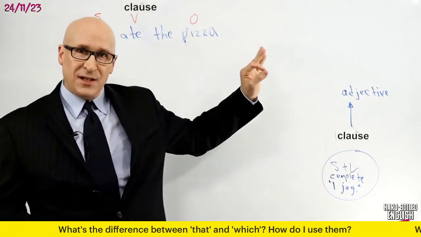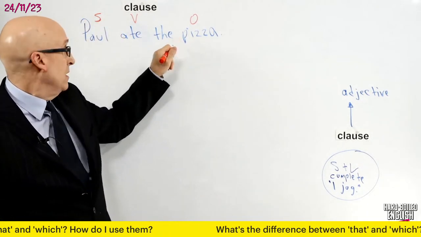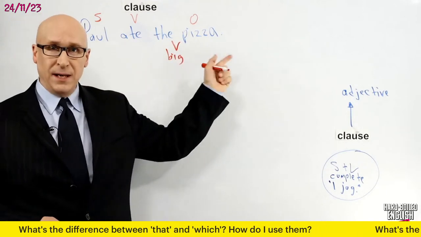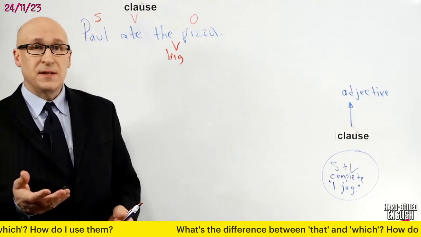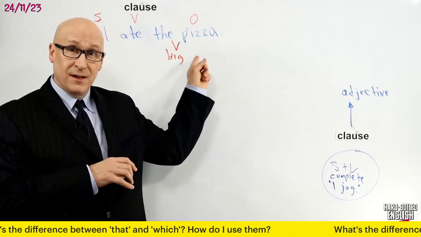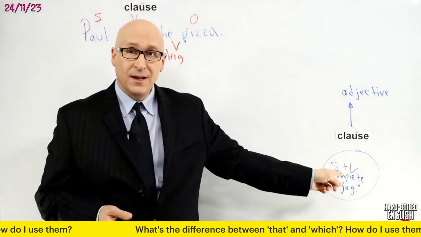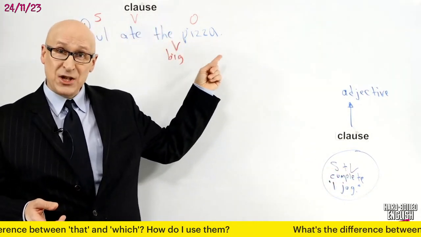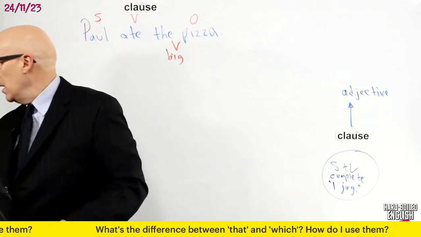The great thing about adjectives is we could put an adjective here, something like big. Paul ate the big pizza, right? And that tells us more information about the pizza. But it doesn't tell us about actions to describe the pizza. And that's the beauty of an adjective clause. It has a verb in it. So it can tell us about the pizza's actions. It can tell us what it does, for example.